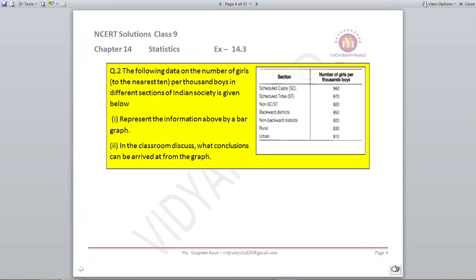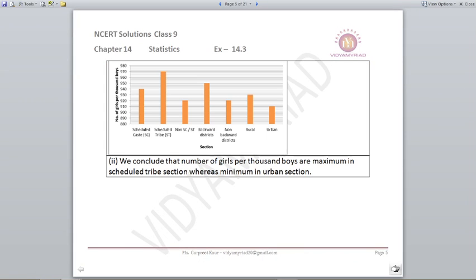Question number 2. Here the information is presented in the form of section and number of girls per 1000 boys. We will represent it and discuss its conclusion. If you see, the x-axis is represented by section and the y-axis is represented by the numbers. We have started from 880, for number of girls per 1000 boys.